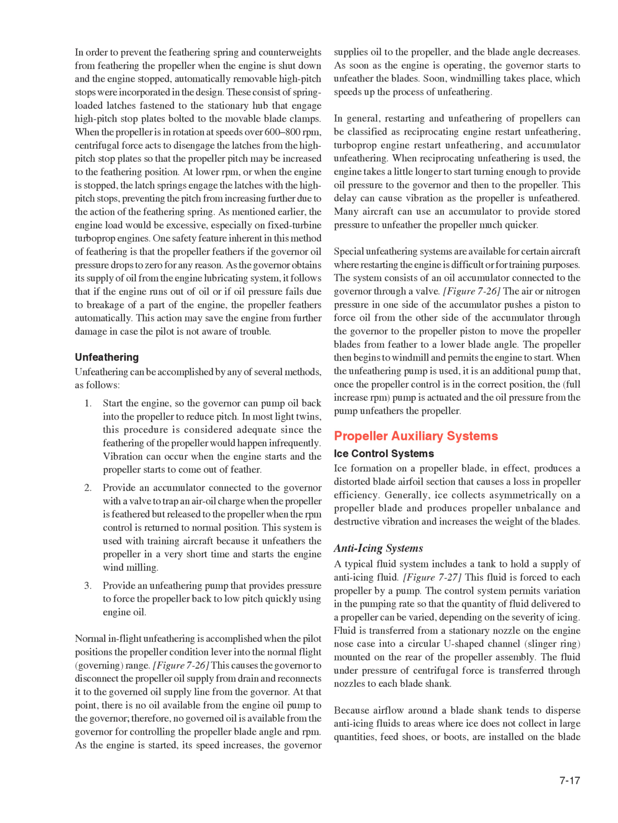Figure 726: the air or nitrogen pressure in one side of the accumulator pushes a piston to force oil from the other side of the accumulator through the governor to the propeller piston to move the propeller blades from feather to a lower blade angle. The propeller then begins to windmill and permits the engine to start.